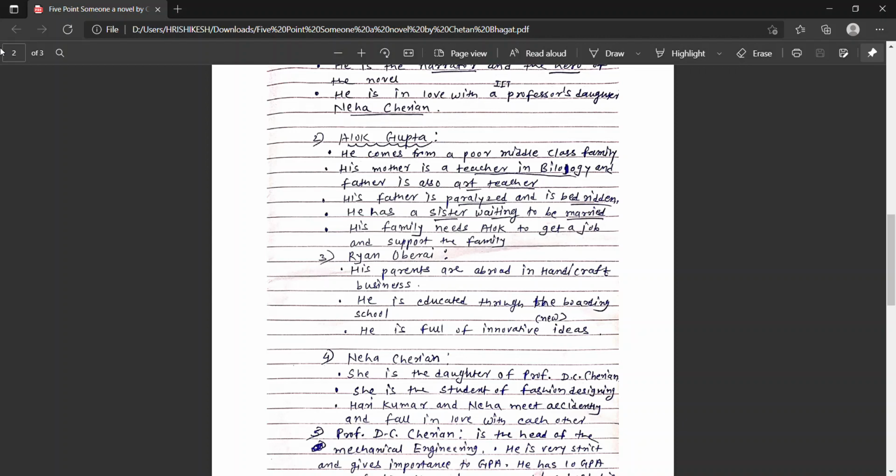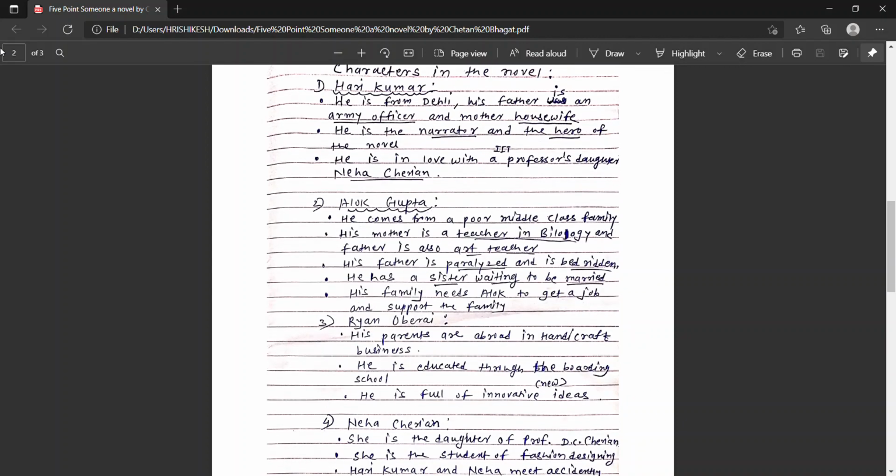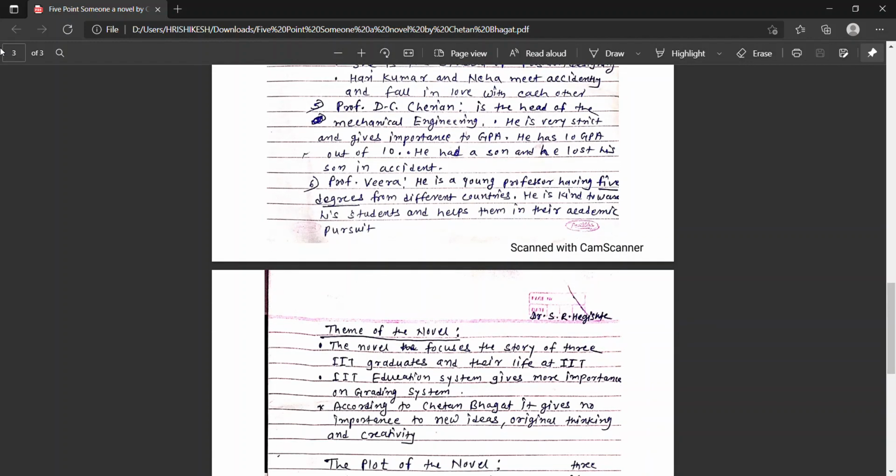After discussing the characters in short, we have to focus on the theme of the novel. Theme is very important. What is the theme that is in the mind of our writer Chetan Bhagat? With the help of the story of three friends, Chetan Bhagat focuses in the novel on the story of three IIT graduates and their life at IIT. So these are three graduates and their life at IIT is the main background here. With the help of this main background, Chetan Bhagat wants to focus on the IIT education system.